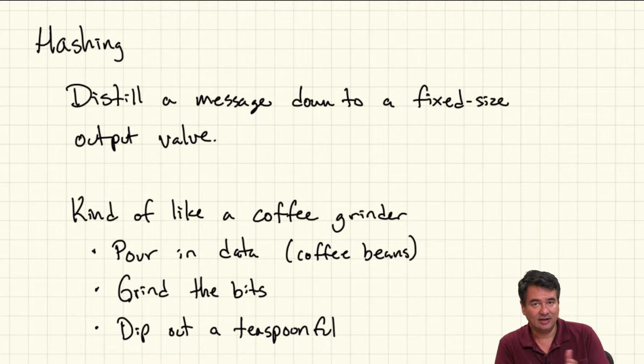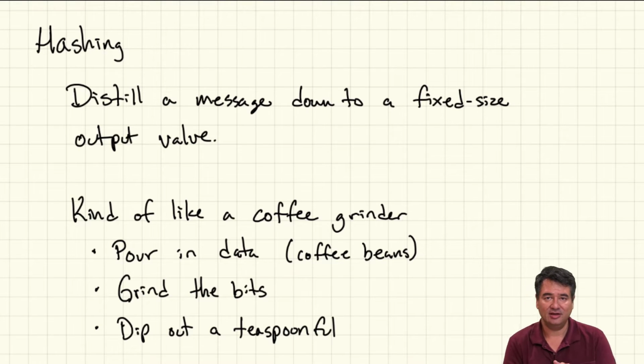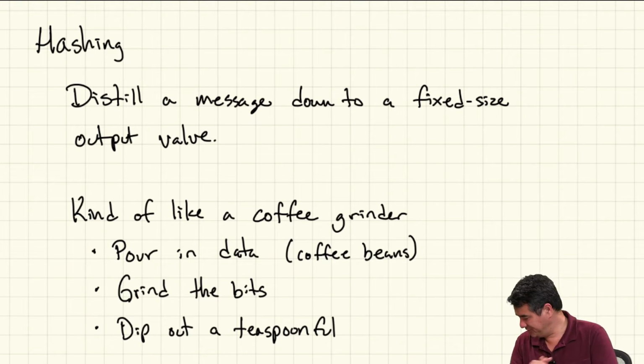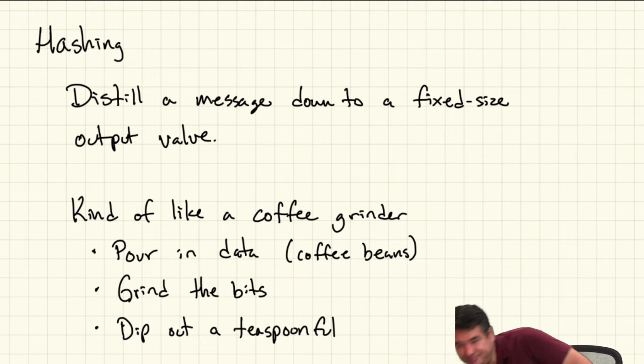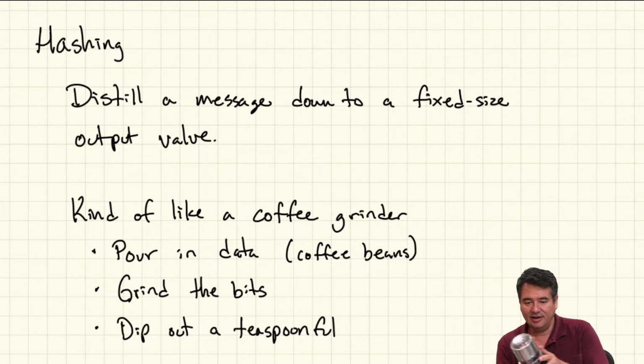And so I use the analogy of a coffee grinder for hashing. I've got a real coffee grinder right here. And so the idea is you pour in your data. Now I looked through my kitchen this evening, and it turns out I don't actually have any coffee beans. So I'm going to have to use a substitute for that.